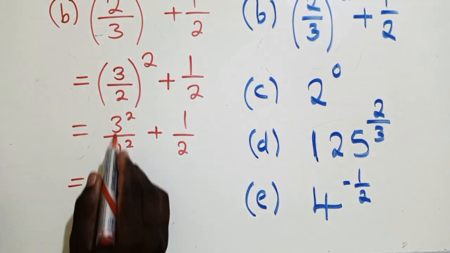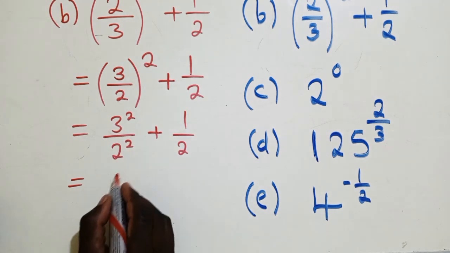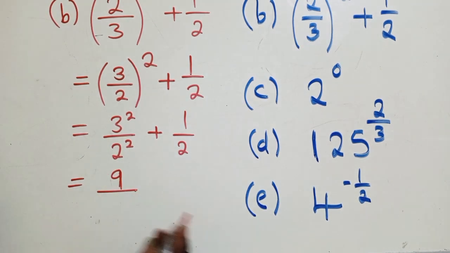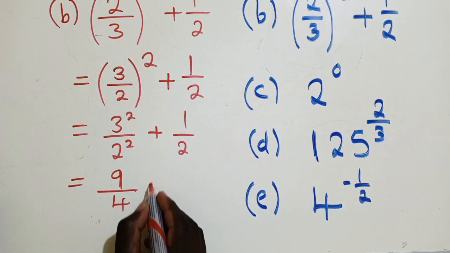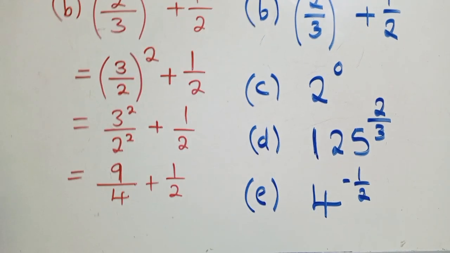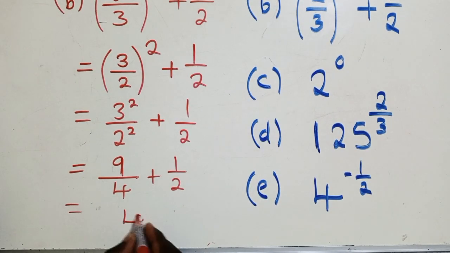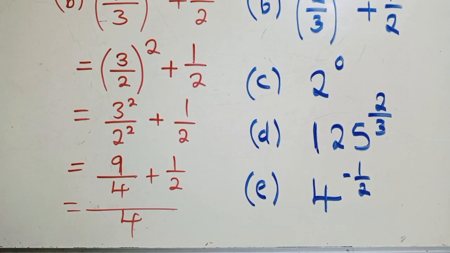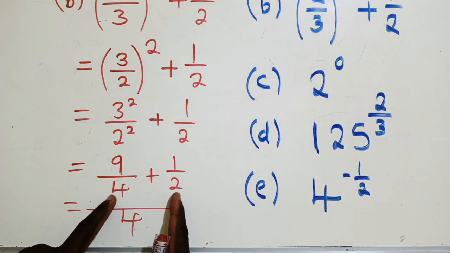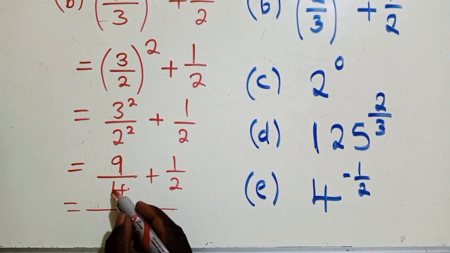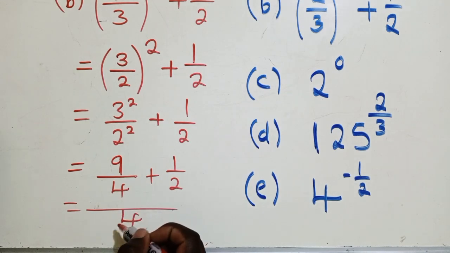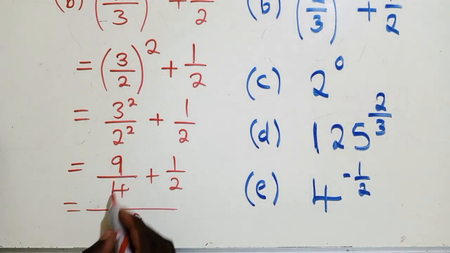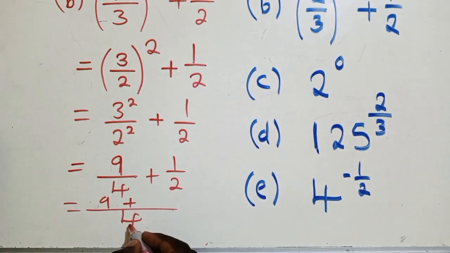We multiply 3 times 3, because it's 3 to the power 2. It will give us 9 over 2 to the power 2, which is 4, plus 1 over 2. So here we find the lowest common denominator, which is 4. What I mean by lowest common denominator is the smallest number that both denominators can go into without any remainder. That's 4, because 4 can go into 4 and 2 can go into 4. How many times does 4 go into 4? It's 1. 1 times 9 is 9. Plus 2 into 4, it's 2.